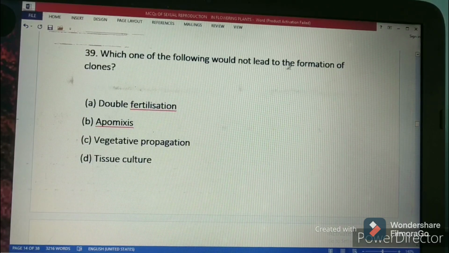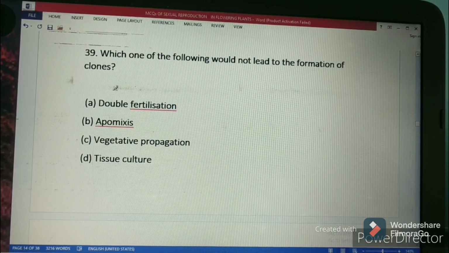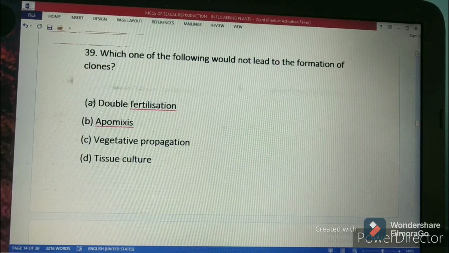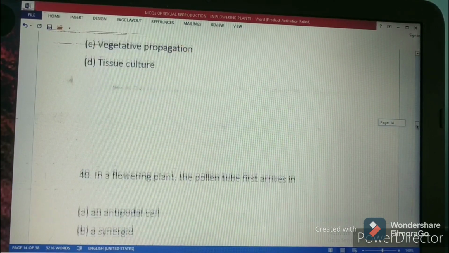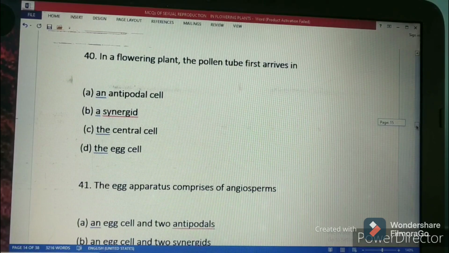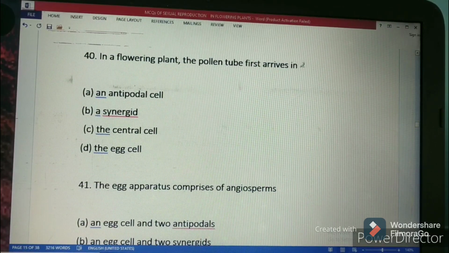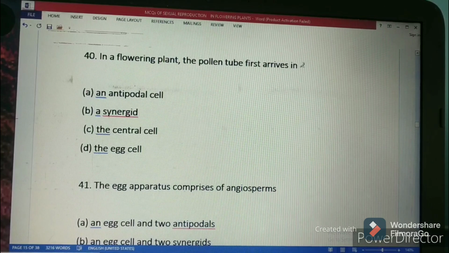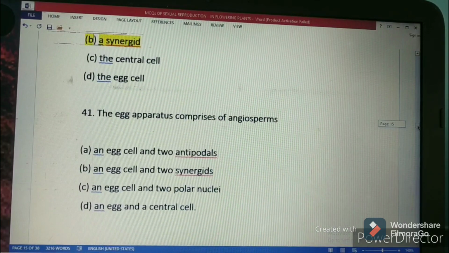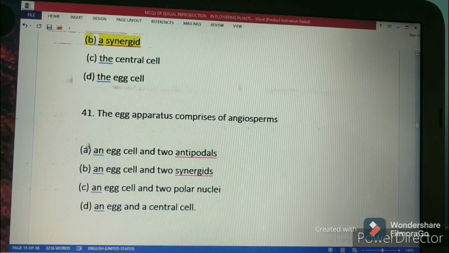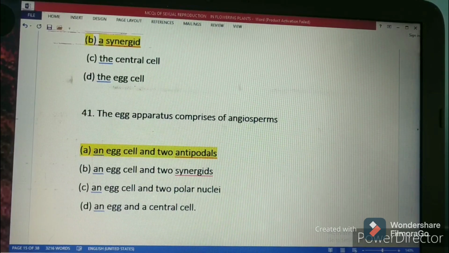Which of the following would not lead to the formation of clones? Double fertilization. In a flowering plant, pollen tube arrives in synergid. The egg apparatus comprises of angiosperms, an egg cell and two antipodal cells.